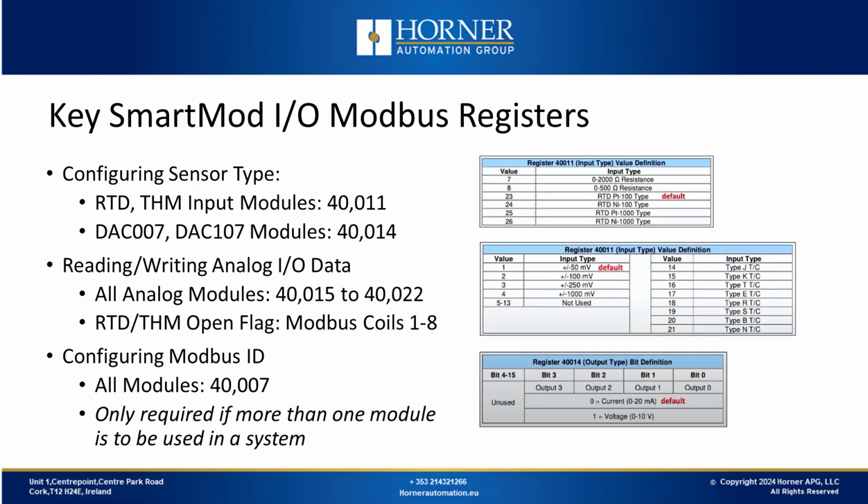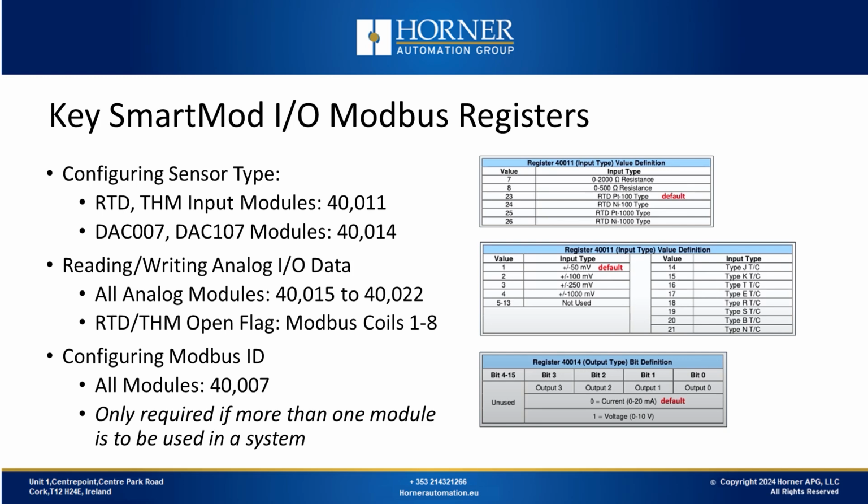Next, we will look at some key Modbus registers for interfacing with SmartMod. If we are using RTD or thermocouple sensors and we need to configure the sensor type from the default, then we will write to Modbus holding register 40011. The first and second charts on the screen show the different decimal values that you would set for different sensor types. The DAC007 or DAC107 modules are configurable for both current and voltage.